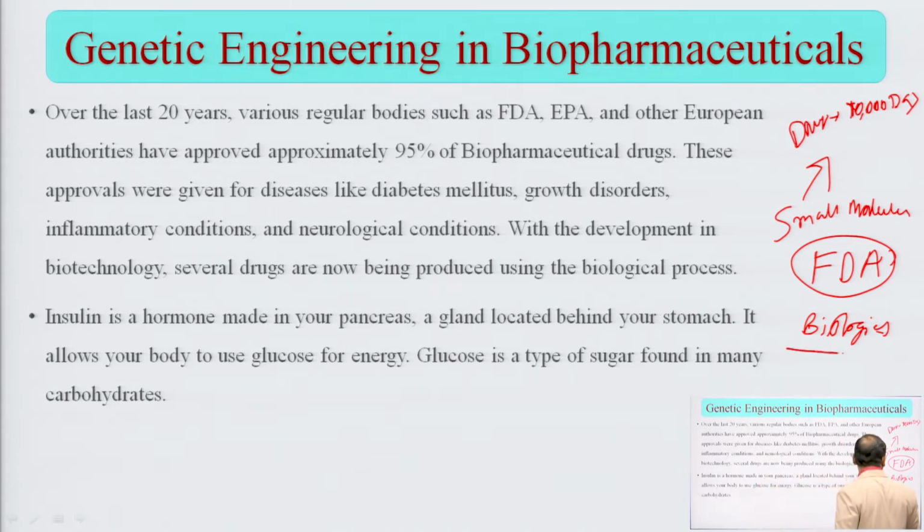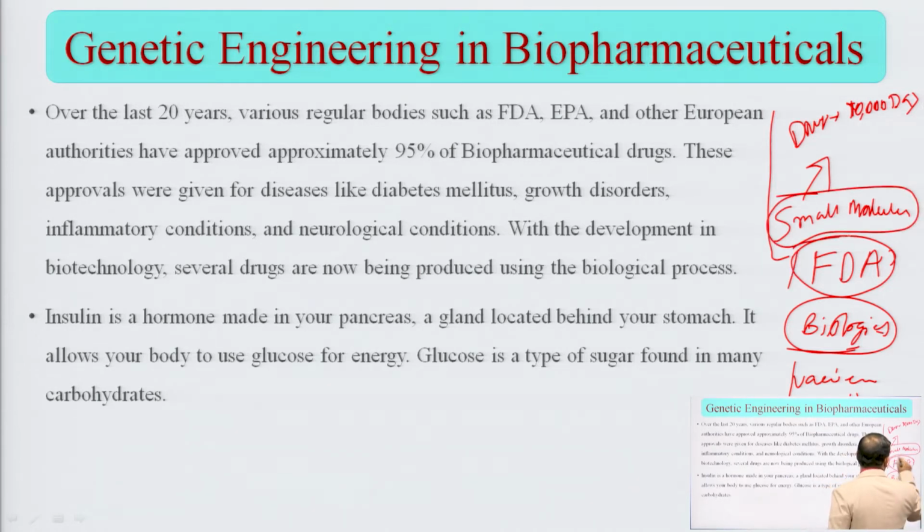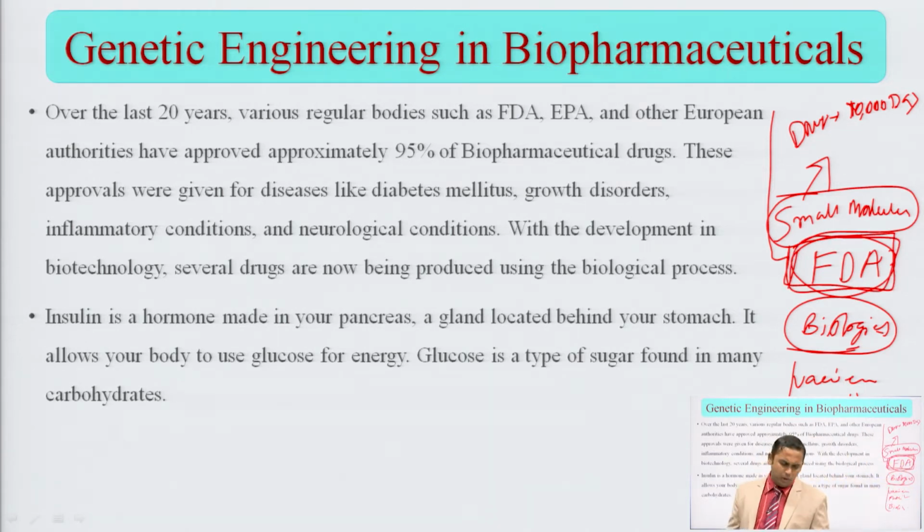Biologics are the big molecules like vaccines, various proteins, or various kinds of biological substances. So, these are the two areas, small molecules and biologics, and here is our FDA. The FDA is the benchmark across the whole world for approving drugs and other things.